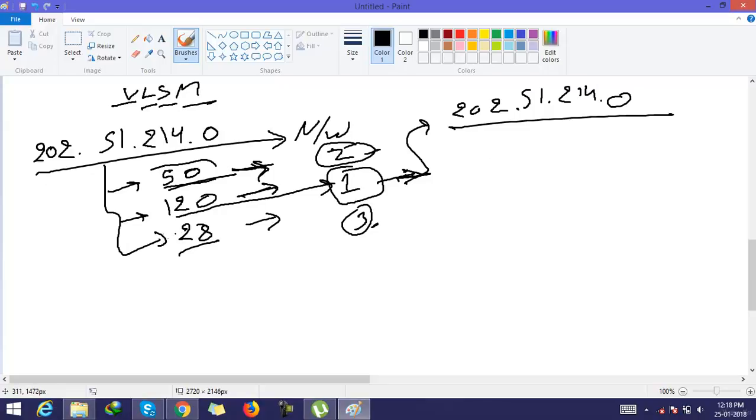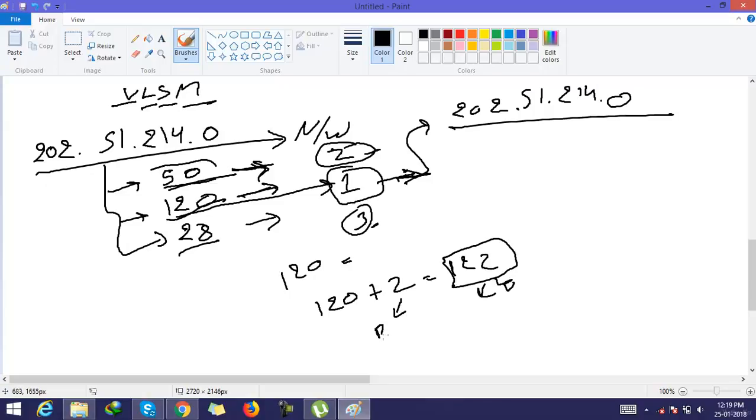So we need here at least 120 valid IPs. It means we need 120 plus 2 as a block size, that is 122. We need at least 122 as a block size. The 2 are one for the broadcast ID and one for the network ID. These two are used for broadcast ID and network ID. So we need 122 as a block size at least.